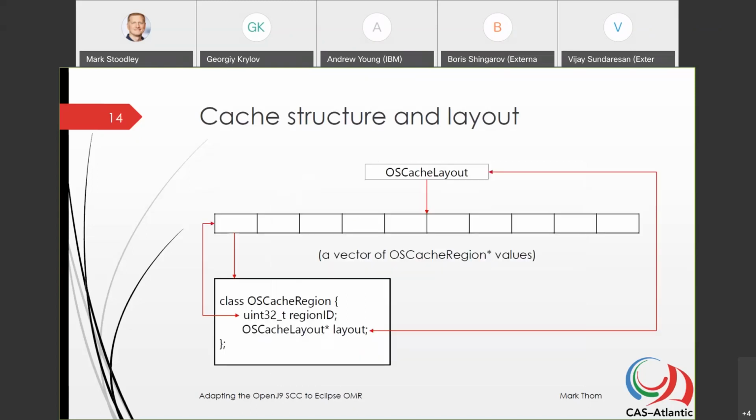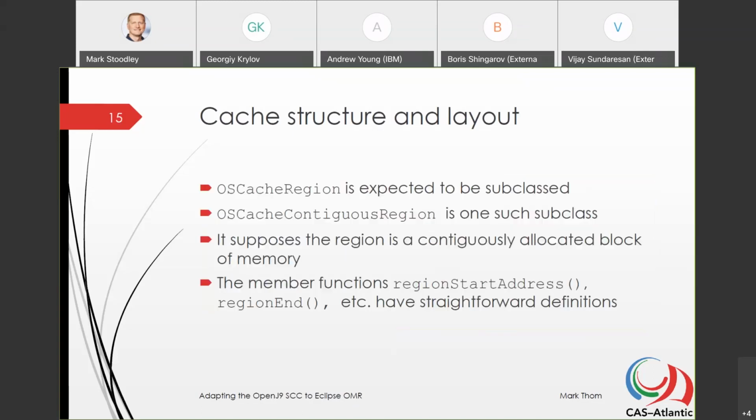So diagrammatically speaking, that just means that OS cache layout owns a vector of pointers to region values, which then point back up to the layout. So this way, if a region has a dispute with its neighbor, it can submit its ID to its own layout object, and then the layout object can retrieve both of those region objects from its vector, and that's rather straightforward and simple. That's just the general idea.